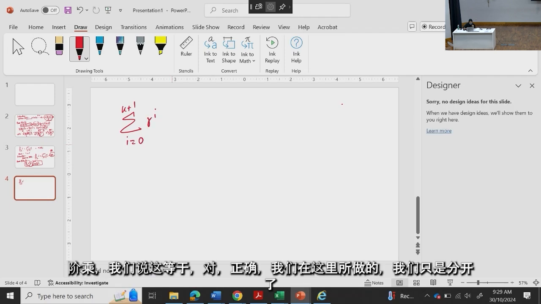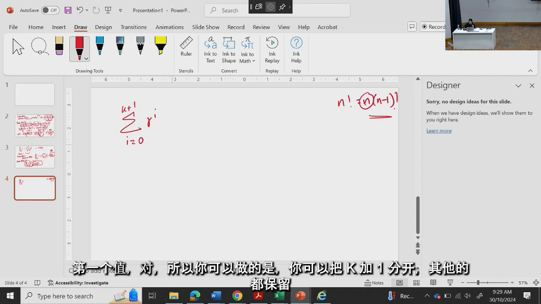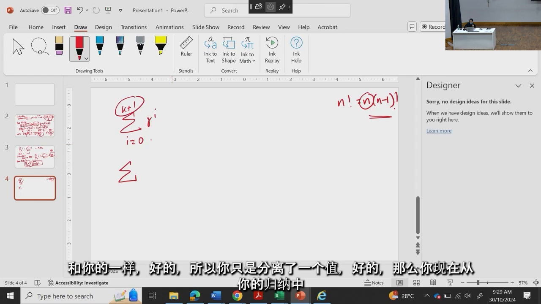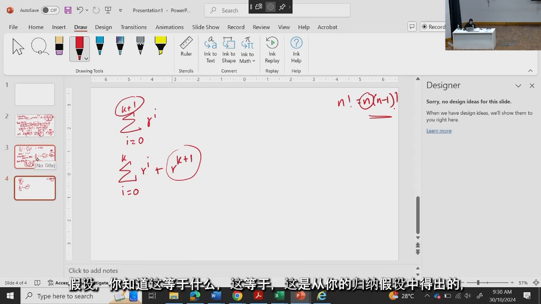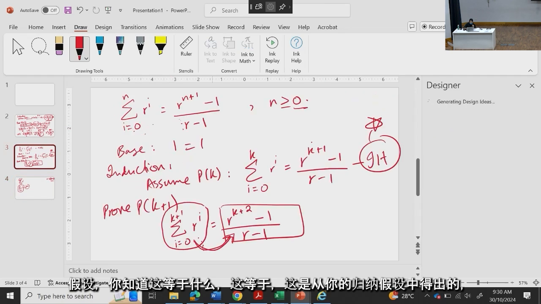So in your factorial, we said that this is equal to, right? Correct? What we did over here? We simply separated the first value, right? So here what you can do is separate k plus 1, keep everything else same as your factorial. Okay. So you simply separated one value. Okay. Then now from your inductive hypothesis, you know what this is equal to.